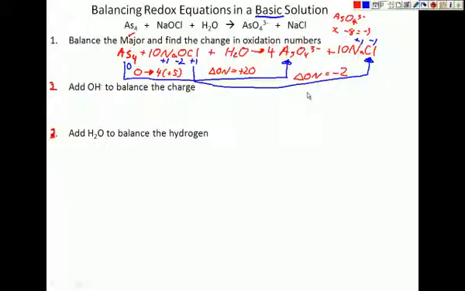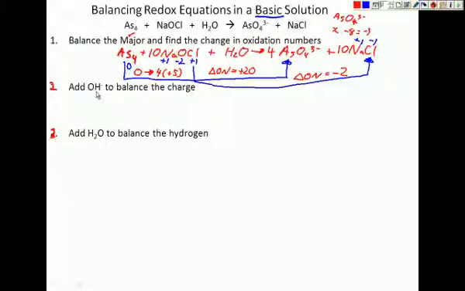Okay? Now that's just exactly the same as what we did before in the acidic one. Now what we're going to do is, this is a change. We're going to add OH minus in order to balance the charge. Normally you'd add something like electrons to balance the charge, or something along those lines, but we're going to add OH minus to balance the charge.